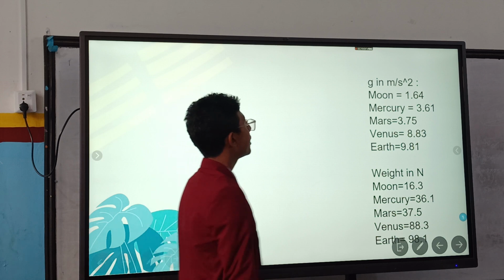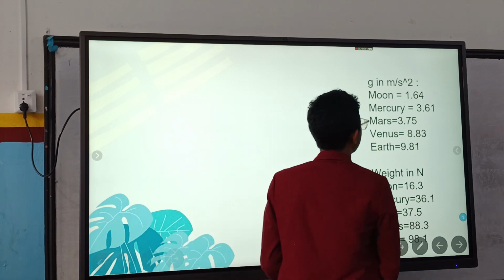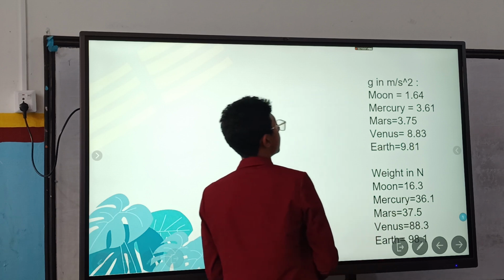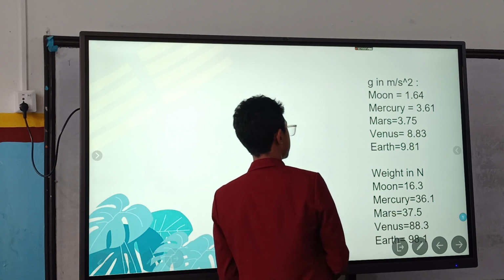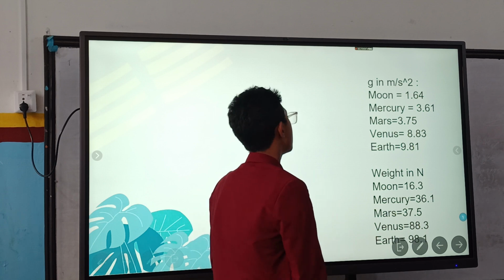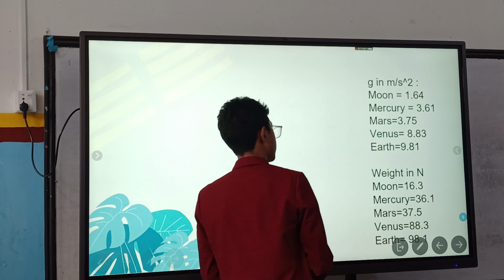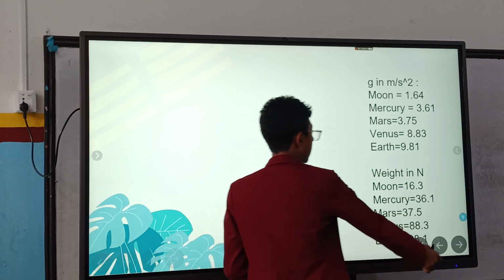He has made a table of gravity on different planets. On the Moon it is 1.64 meters per second square, on Mercury 3.61, on Mars 3.75, on Venus 8.83, and on Earth 9.81. Weight in Newton: Moon 16.3 Newton, Mercury 36.1 Newton, Mars 37.5 Newton, Venus 88.3, and Earth 98.1.